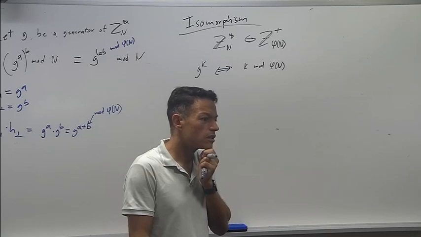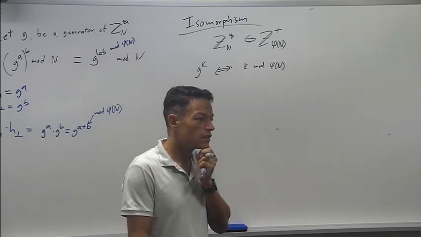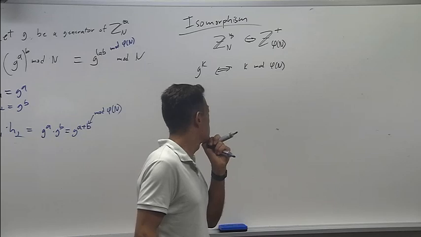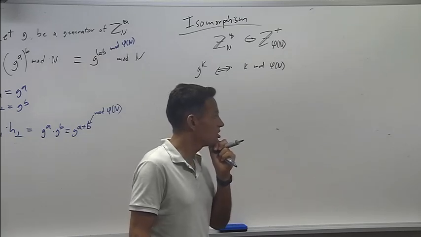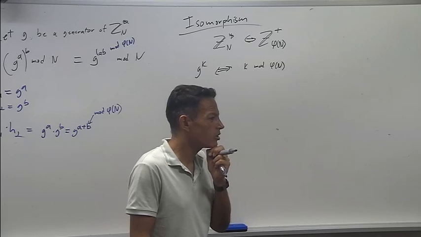No, I'm asking what's the phi of n? What's the order of that group? I guess if it takes infinite elements, then it would be infinity, but you can still define an isomorphism between groups. You could, not sure if it's as helpful.